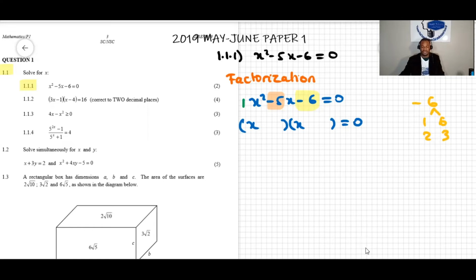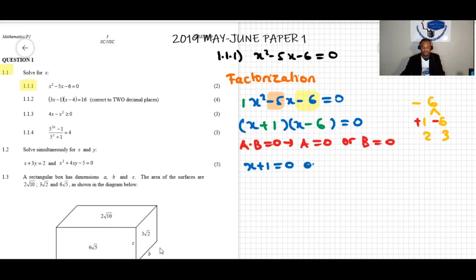But when I use 1 and 6, if I need to get negative 6, it must be a positive 1 and a negative 6. Then in the bracket, I can simply place positive 1 and negative 6. Now, applying the property of multiplication, that if a times b equal to 0, this implies that a equal to 0 or b equal to 0, we set x plus 1 equal to 0 or x minus 6 equal to 0, and this means that x is equal to negative 1 or x is equal to 6. So these are the solutions.